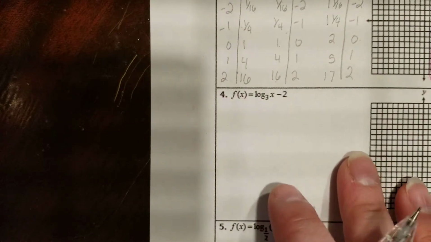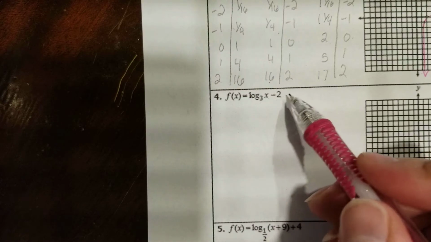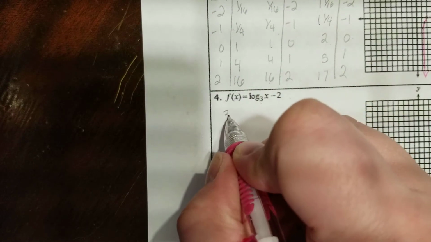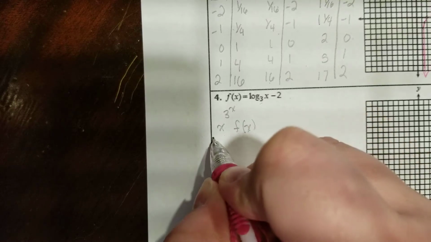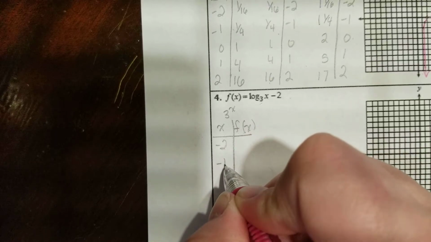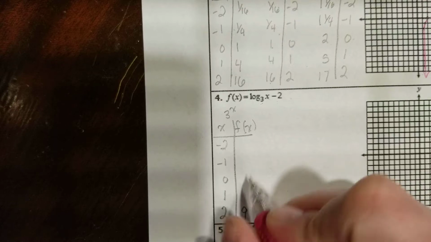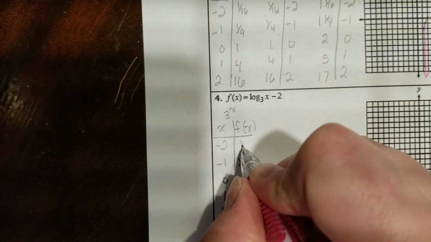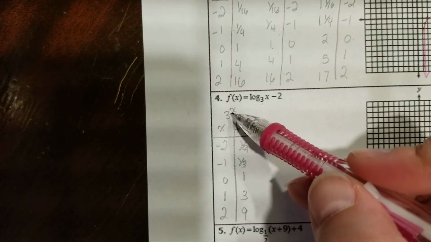For number 4, we have f of x equals log base 3 of x minus 2. All right, so let's just start by changing this into 3 to the x power. So we can make our t-chart that way. And at this point, I think we've done this enough that I can fill this in without explaining too much. Don't forget the negatives are reciprocals, not negative numbers. Okay, so there is our t-chart for our exponential function.